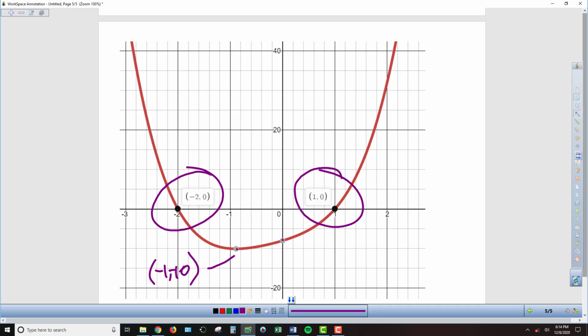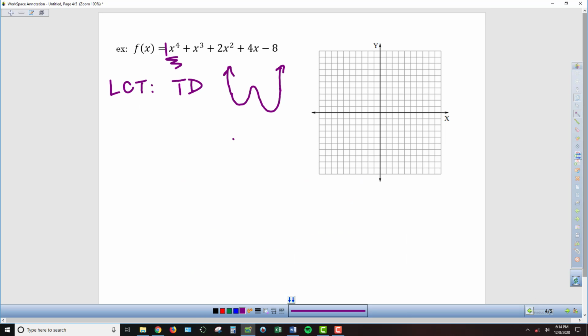But the point here is, clearly we only have 2 out of the 4 zeros, since we have the highest exponent of 4, shown there. So that's an indication that we're going to have some imaginary zeros that we have to find.